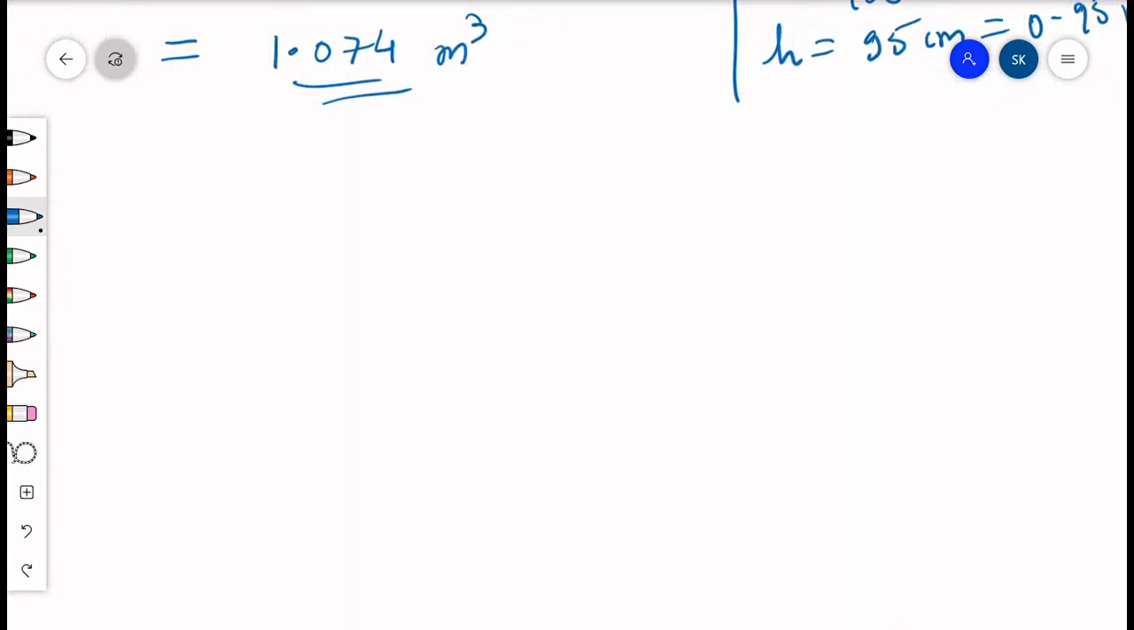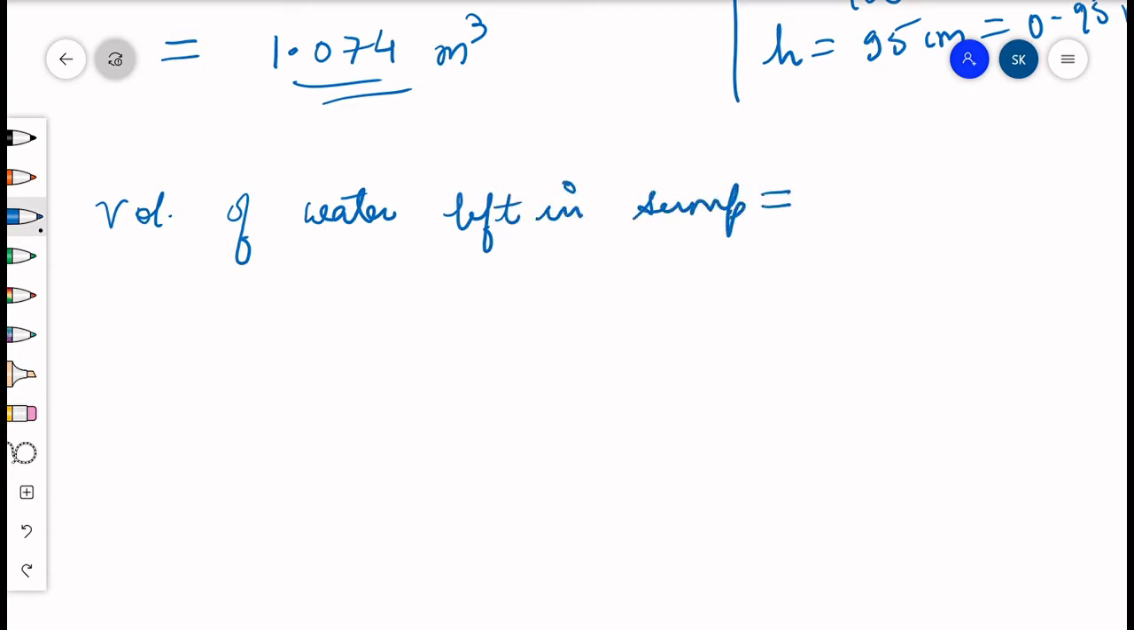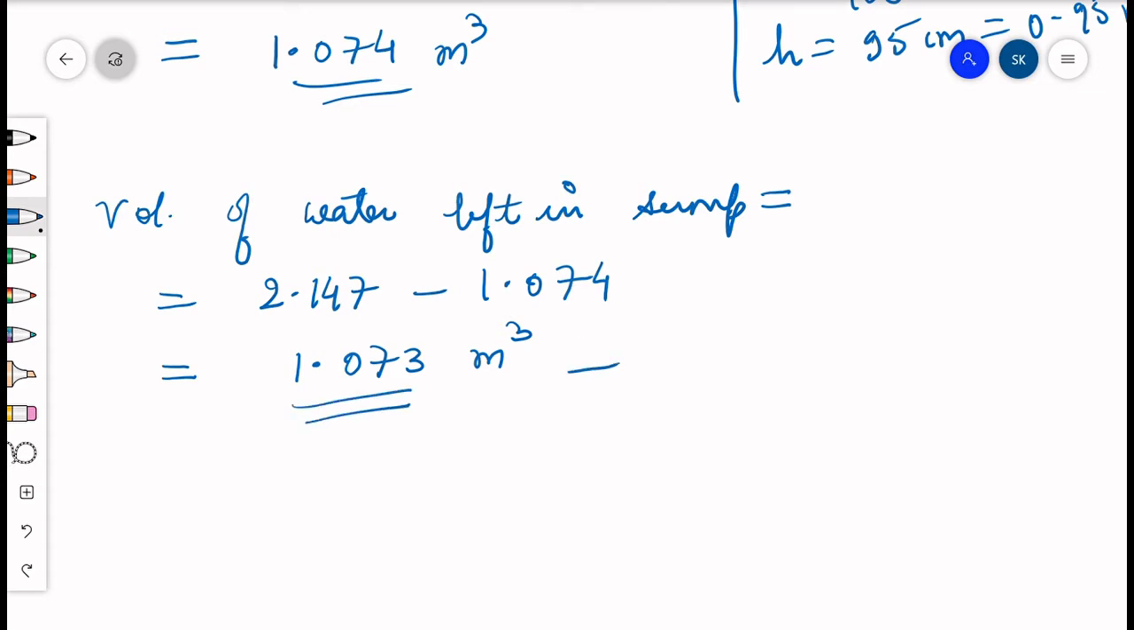Now the volume of water left in the sump will be what? You just need to subtract. It will be 2.147 minus 1.074. Just simple subtraction. The answer is 1.073 meter cube. Okay, now this much water is left. This much water is left.